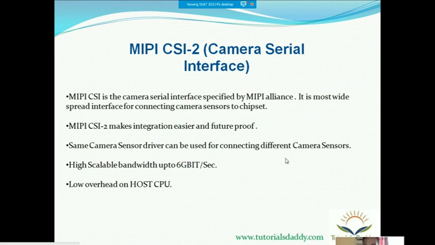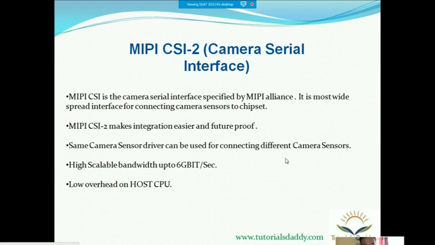And after that, this MIPI CSI interface is a highly data transferable interface in which the data transmission rate is very high. It supports up to 6 gigabit per second data transmission rate, so very high bandwidth data can be transferred from the camera sensor to our SoC. That is why we can support 4K data being transferred over the MIPI CSI interface.